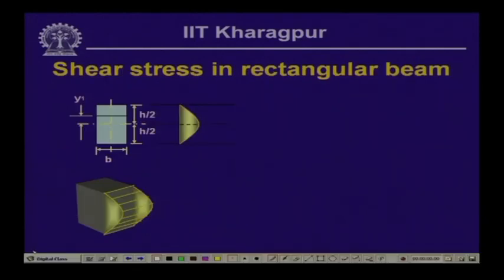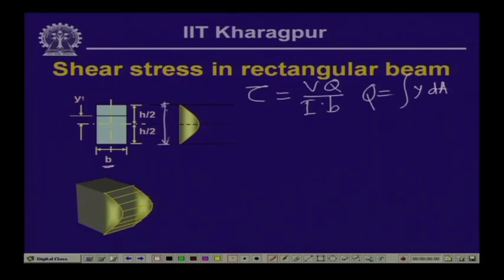Now, let us look into how the shear stress varies across the depth. We have obtained the value of the shearing stress as tau equals V Q by I b. Q for this particular beam, as we have seen, is the integral of y dA. Now, suppose in this rectangular section, where the width is b and height is h, the neutral axis divides the section in two halves.